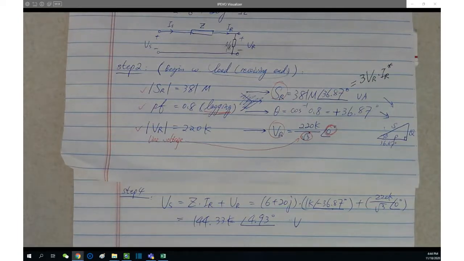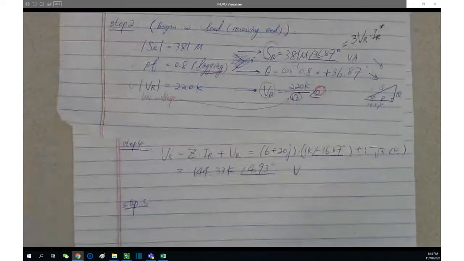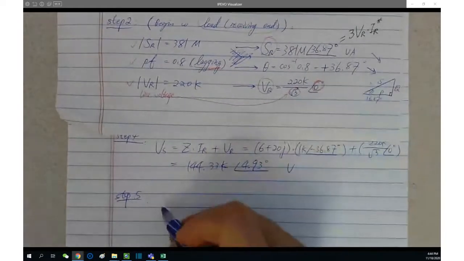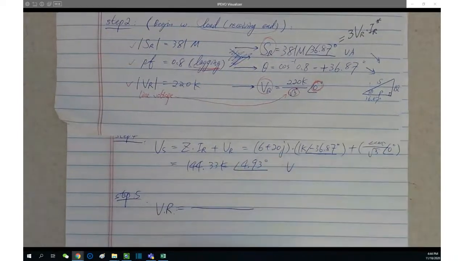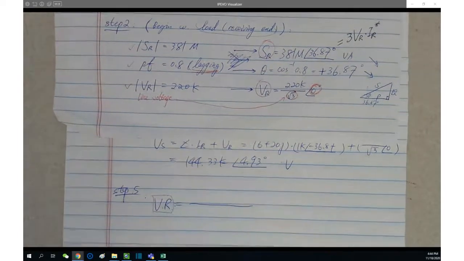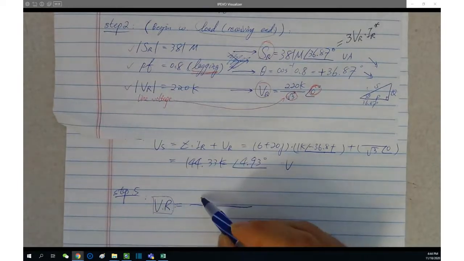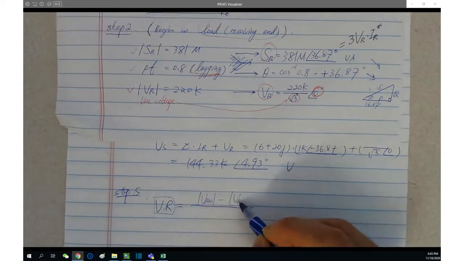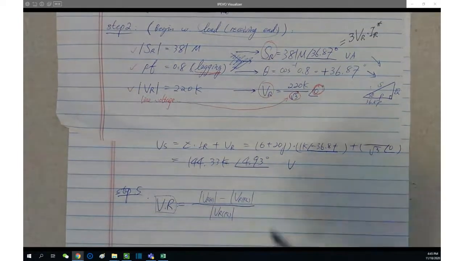Now, step five. Now we are able to calculate what? The second question, VR. Okay, VR is not VR. Volt VR here means voltage regulation. Let's mention the voltage regulation equals what? In numerator, VR no load minus VR full load, divided by VR full load magnitude. Okay, everything in magnitude, right?